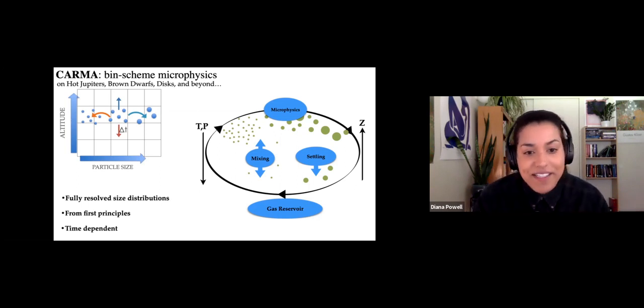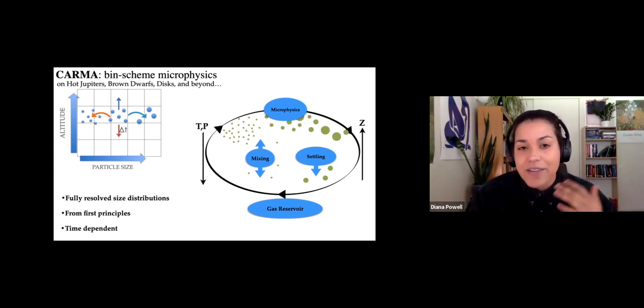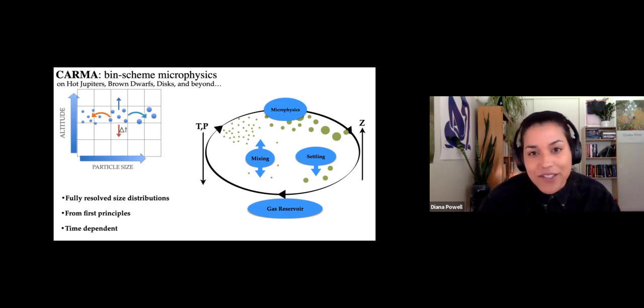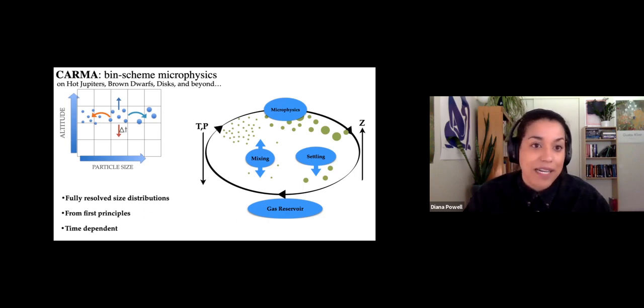And so on the right here is a general picture of how CARMA operates. So here I'm showing altitude in the atmosphere as well as temperature and pressure. So the condensable gases are mixed upwards from a reservoir in the deep atmosphere until they reach a point where the gases become supersaturated and cloud particles form via these microphysical processes. Then once they're cloud particles, they can themselves be vertically mixed or settle gravitationally.